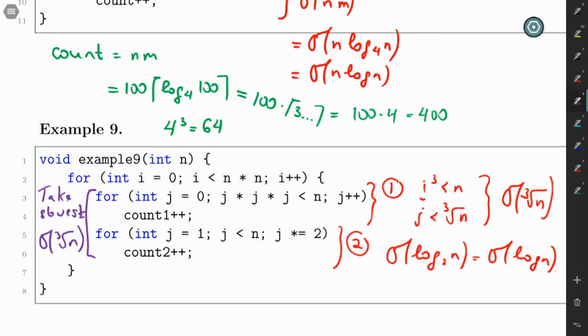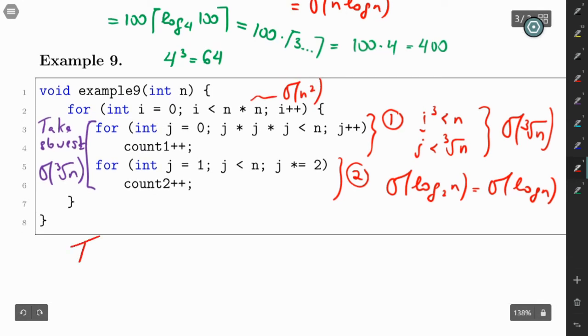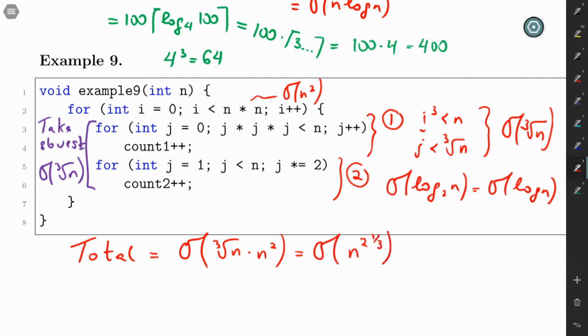And then we still have the outer loop running in O of n squared. So the total here is going to be the product of the slowest inner loop and the outer loop. This is the product of cube root of n multiplied by n squared. And if you add the exponents, this is going to be O of n to the power of 2 and a third. So that's the runtime of the entire example 9 here.